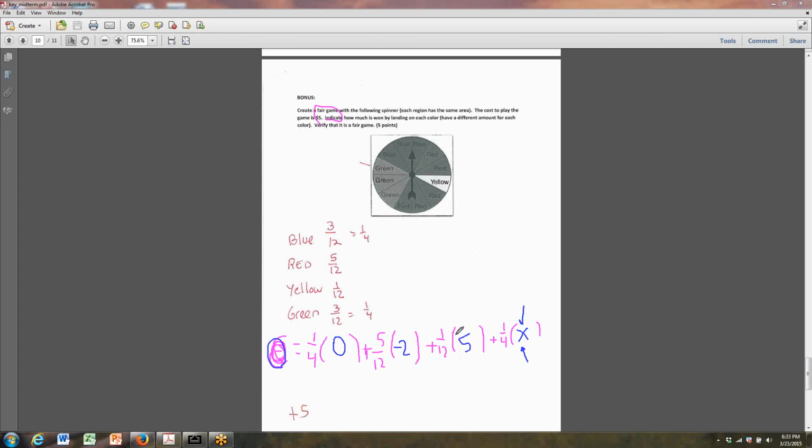5/12 times -2, 5 times 1/12, plus a quarter of whatever that value is, that the whole thing comes out to be 0. Okay, so basically you assign 3 of the 4 categories how much you win, and then the other one you just have to figure out algebraically to make it a fair game, to make the expected value 0. So that's the basics of the midterm that I wanted to cover.